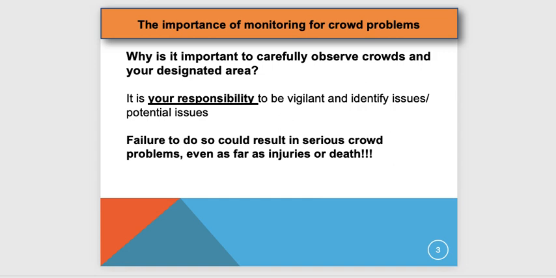It's up to you to make sure that if you think, actually that's not right, you report it up to the supervisor. Get on the emergency telephone. Tell these individuals what's going on. Now we're going to tell you how you do it. Failure to do so could result in serious crowd problems, even as far as injuries or death. Think of Bradford, think of Hillsborough.